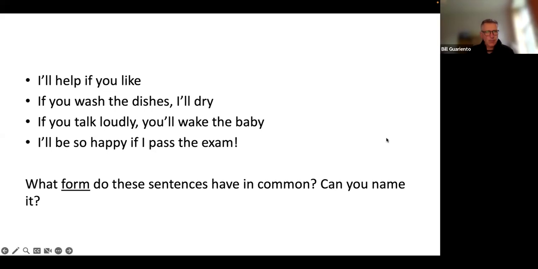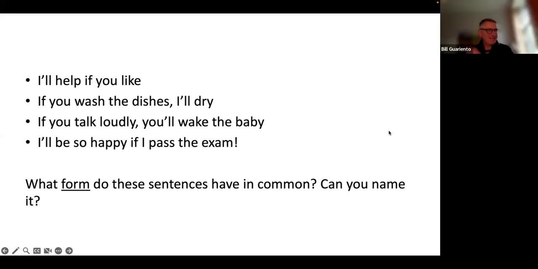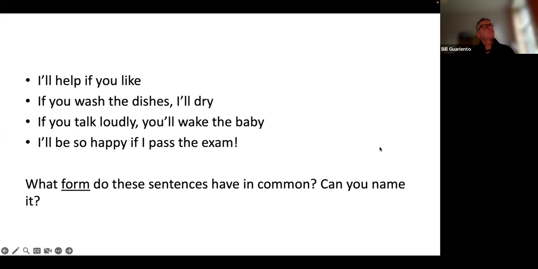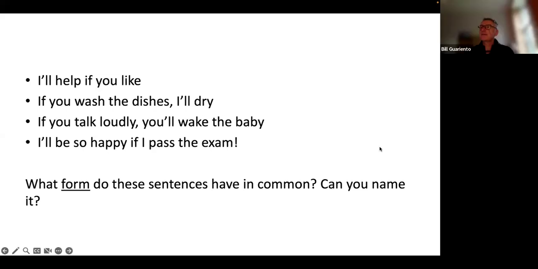What about number 4? I'll be so happy if I pass the exam. What's the function? Being optimistic. Yes, that's nice. And what about number 2? Maybe that's the most difficult one. If you wash the dishes, I'll dry. What do you think is happening there? Cooperation. Yeah, maybe. Dividing tasks. Yeah, cooperation. I was thinking of negotiating.